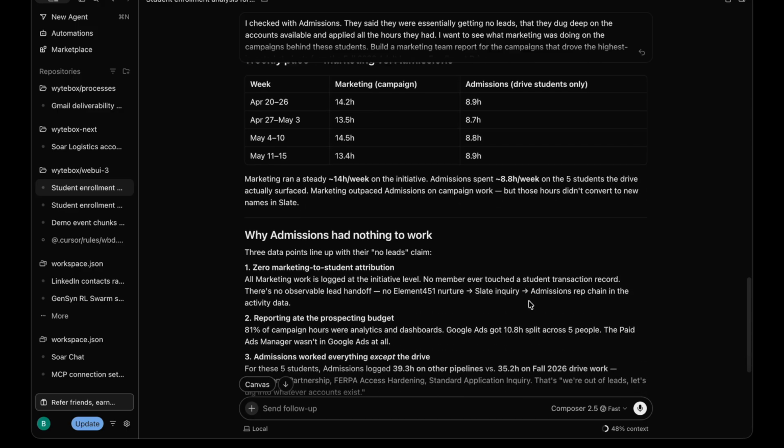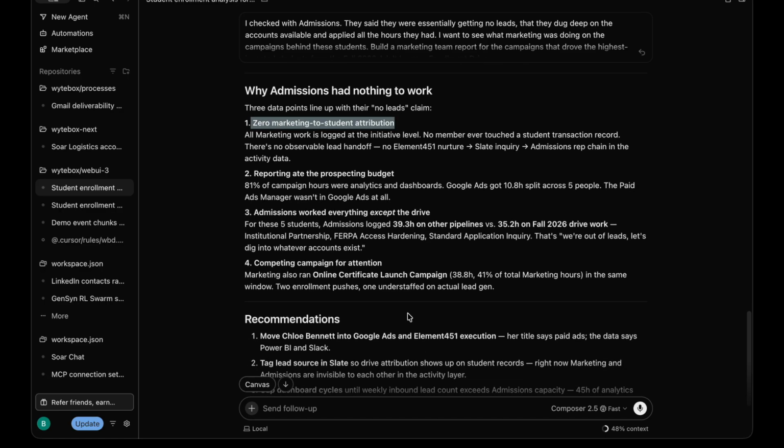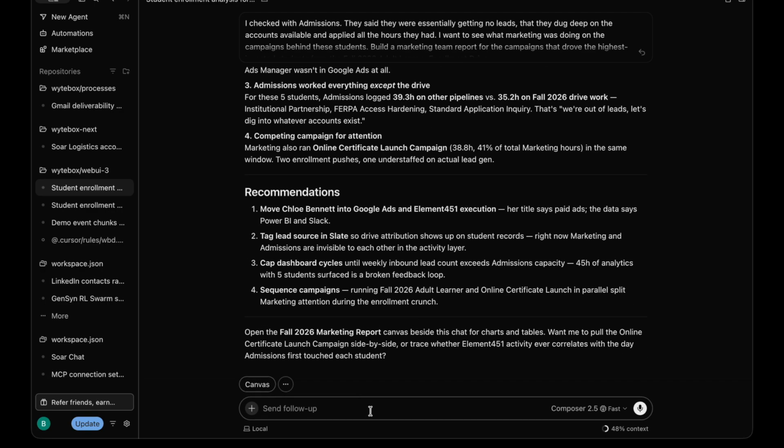Now, this information is super useful, but I'm looking for something a bit different. This gave me the breakdown of who did what, but I want more context. So let's dig deeper. Okay, so say more about the fall 2026 Adult Learner Enrollment Drive. What did marketing do in those 55.7 hours? What Google Ads work happened? And were there conversations about campaign performance?